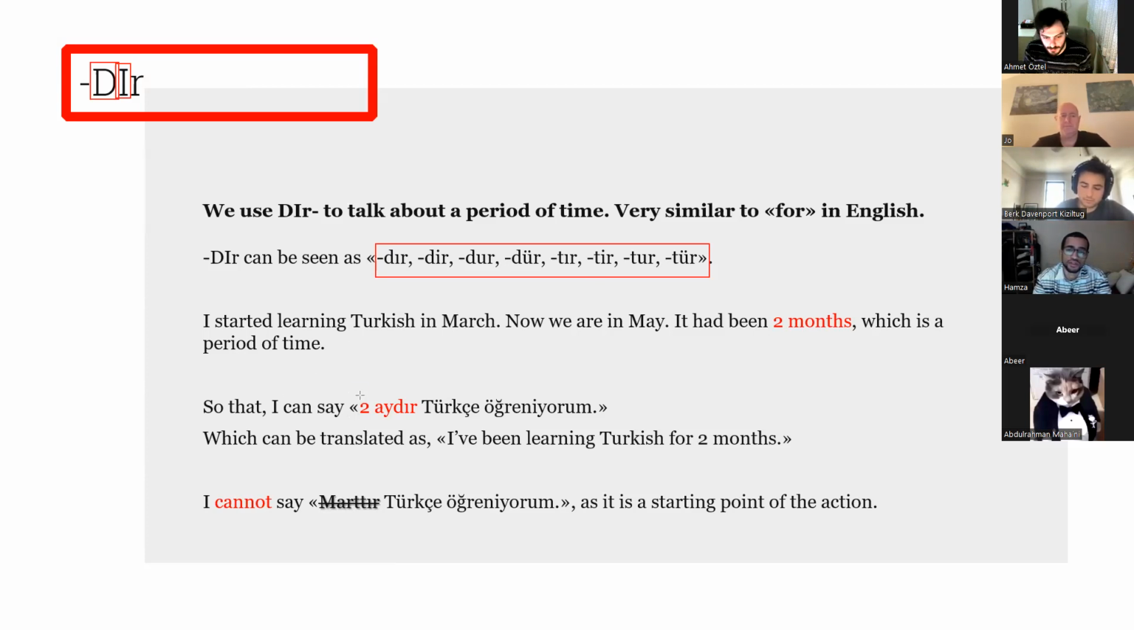So over here I have an example. 2 aydır Türkçe öğreniyorum. In English we can basically translate it as I have been learning Turkish for 2 months. And unfortunately, for dır, dir, dur, dür, tır, tir, tur, tür, we cannot use it for a starting point of the action. If I have been learning Turkish since March, let's say, I cannot say Mart'tır Türkçe öğreniyorum. It doesn't work out. So it has to include the gap of time from when I started the action until now.